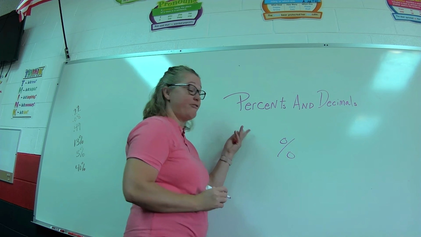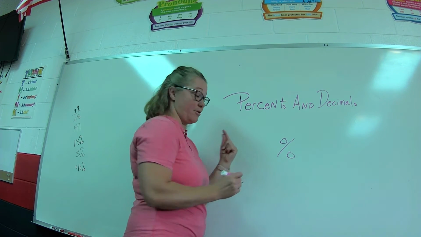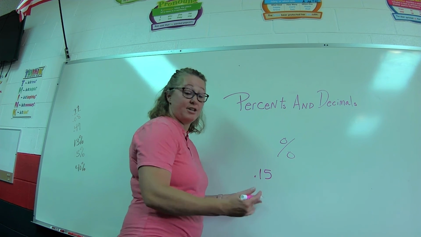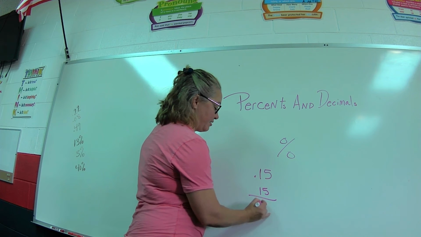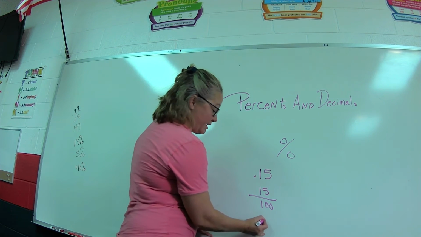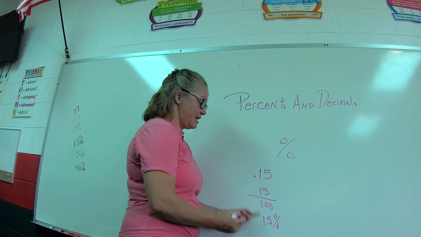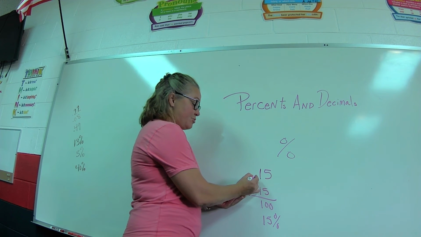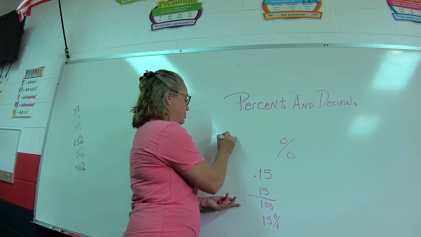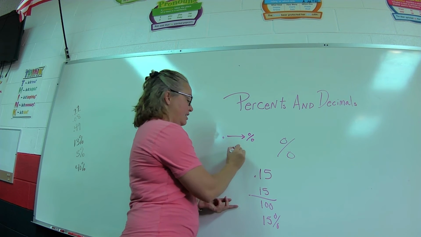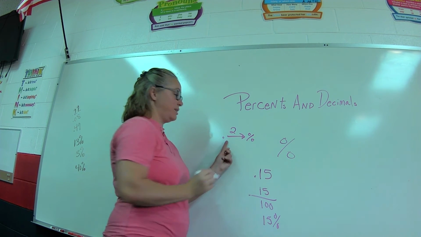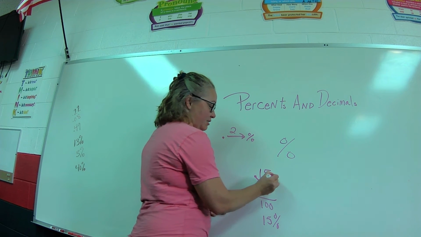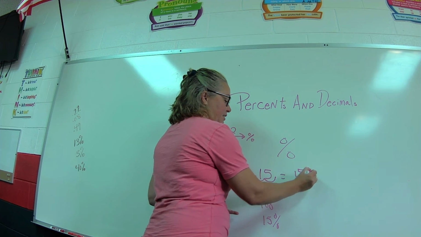All right, so if I have something in decimal form, say I have 0.15, and I asked you to put that into a fraction form, we know that's 15 over 100. Therefore, this would be 15%. Now, if I just want to take the decimal and go to percent, decimal to percent, it's two places to the right. So here's my decimal and I'm going 1, 2. So that would be 15%.